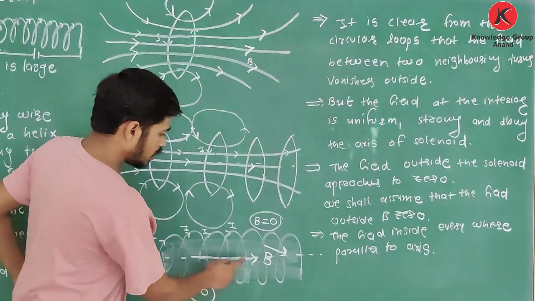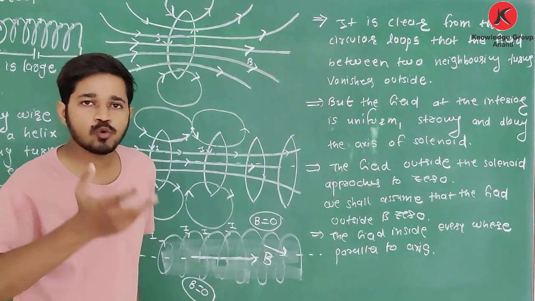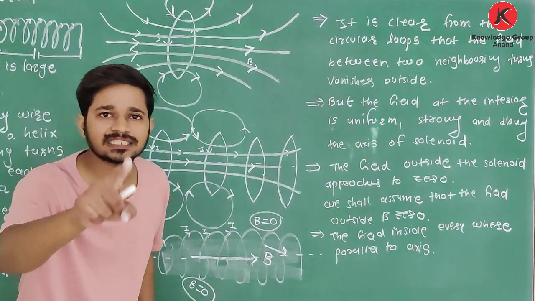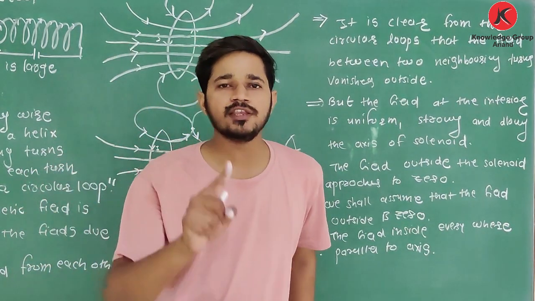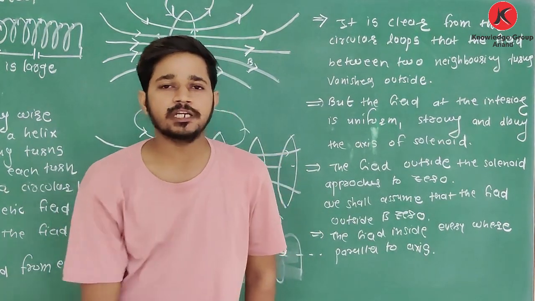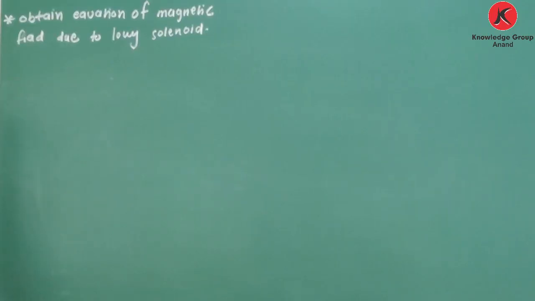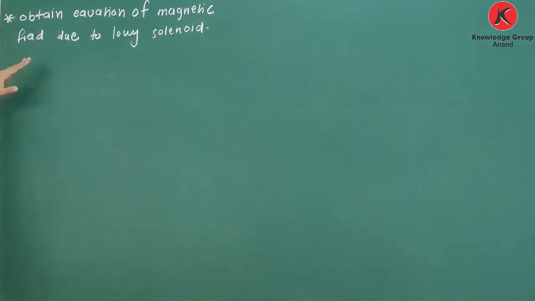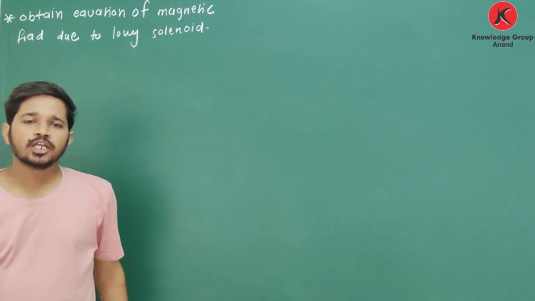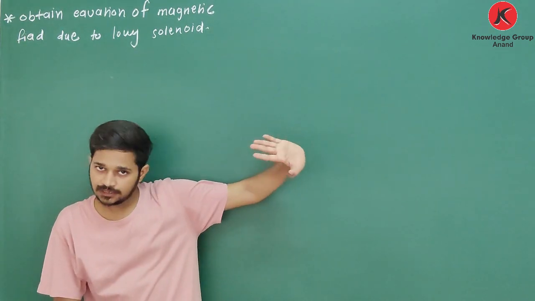Now, there is a magnetic field inside the solenoid. Then what is the equation? How to find the magnetic field inside this solenoid? That is the second question: obtain the equation of magnetic field inside a very long solenoid. We know that due to a solenoid, the magnetic field inside is uniform, but outside it is 0.